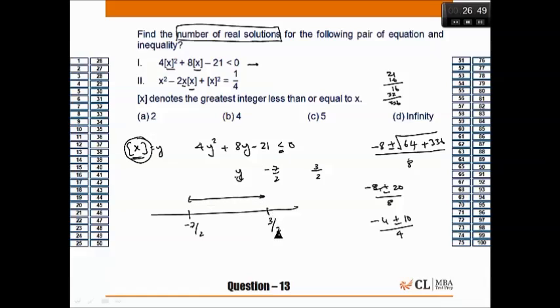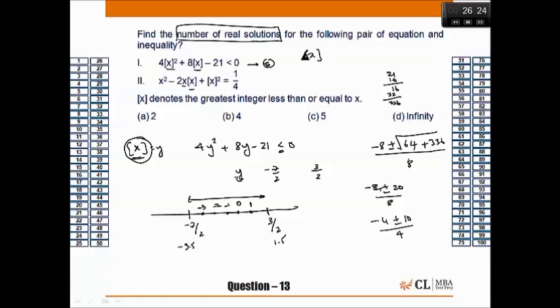So this is 1.5 and this is minus 3.5, so we can see minus 3, minus 2, minus 1, 0 and 1. This gives 5 solutions, which are these. Now what is this? x minus 2xy, okay, this is fine.